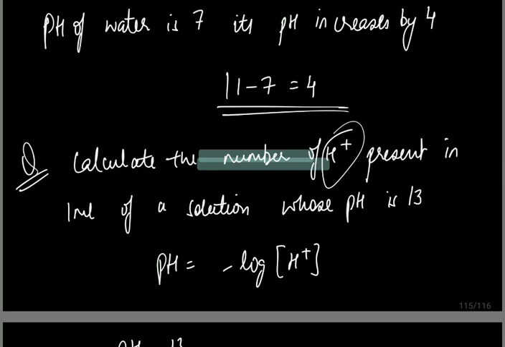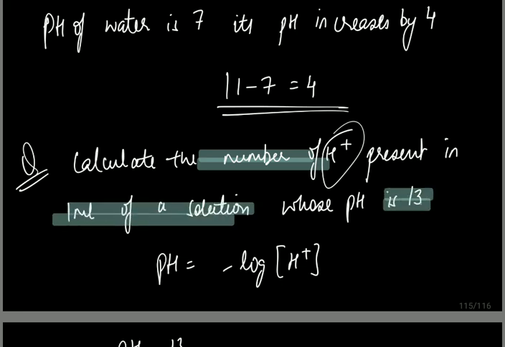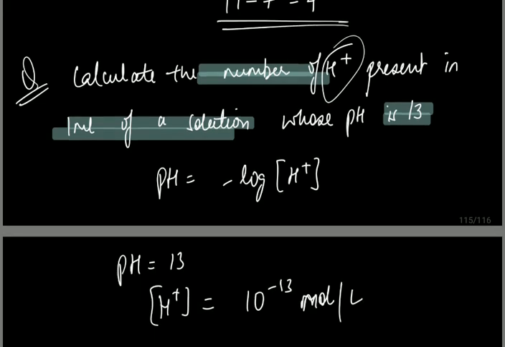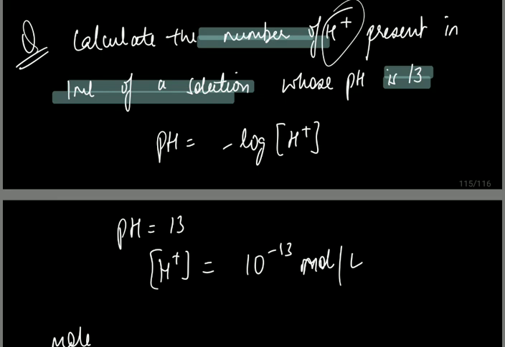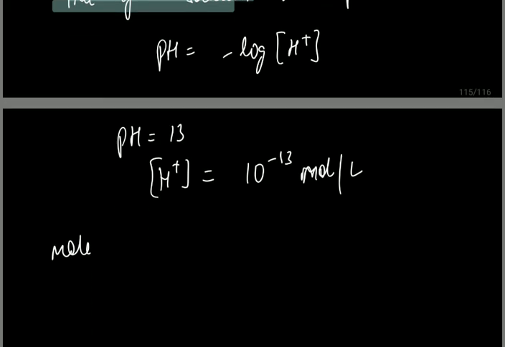So we need to calculate the number of H positive ions present in 1 ml of solution whose pH is 13. We know pH is 13, and we need to consider 1 ml of it. So how will we proceed? We figured out that the concentration of H positive ion is 10 to the power minus 13 mole per liter, right?